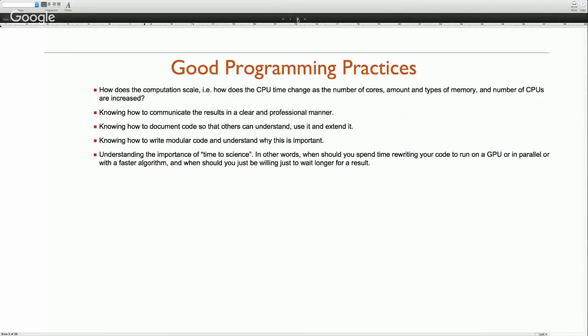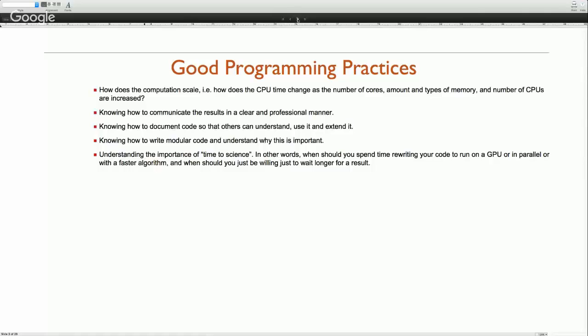Of course, we also want to teach them good programming practices. And I think it's important to do that from the beginning. How does a computation scale in terms of cores, memory, number of CPUs, and so forth? And of course, they need to know how to communicate the results in a clear manner so that someone else can understand them, and how to write code that other people can use and understand. And so that means writing modular code and documenting it properly. And in my experience, it's relatively easy to get students to code and much harder to get them to write anything that other people can use.